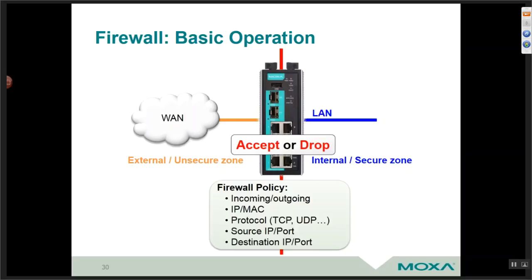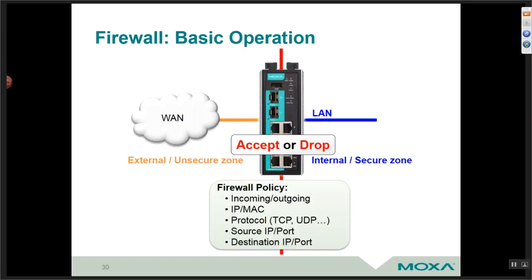For those of you who are not familiar with firewalls, to break it down into basic terms, you have an external or unsecure zone and an internal or secure zone. Anything coming in from the external zone has to be either accepted or dropped by the firewall. The way it determines that is based off of the policies that you put into the firewall. It's really important to make sure that you are only accepting the appropriate traffic coming in through the firewall, because that's really your best point of guarding against any kind of cybersecurity attacks.